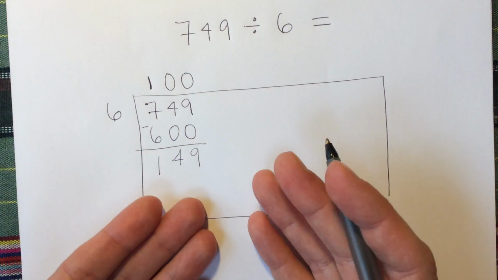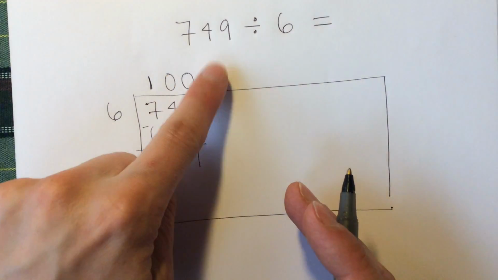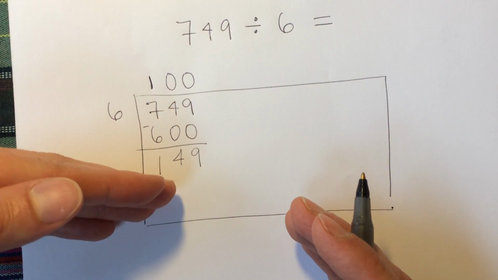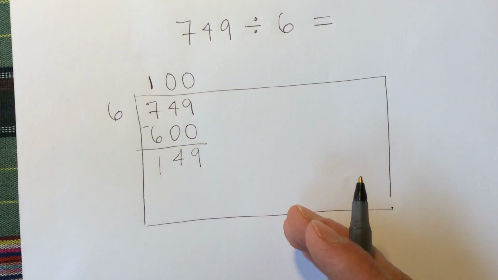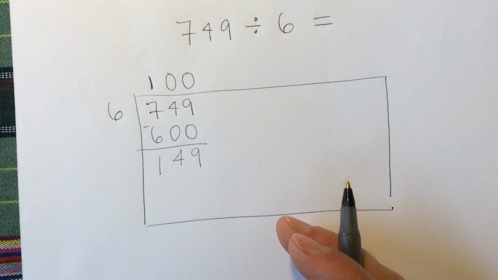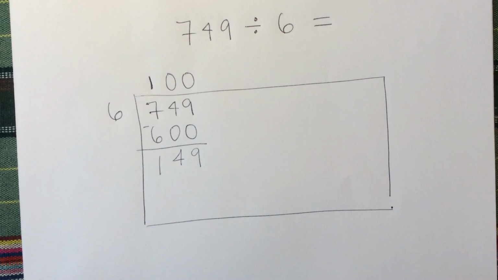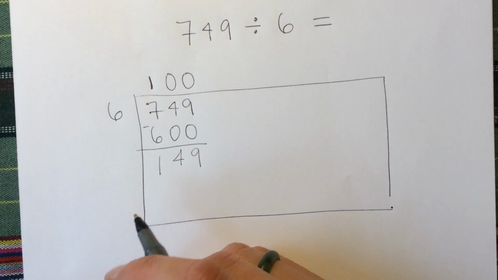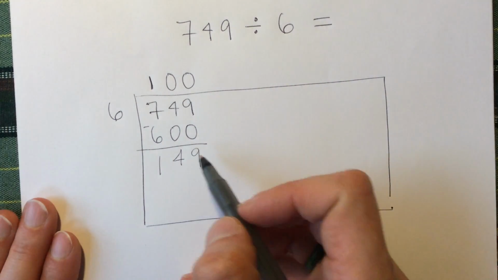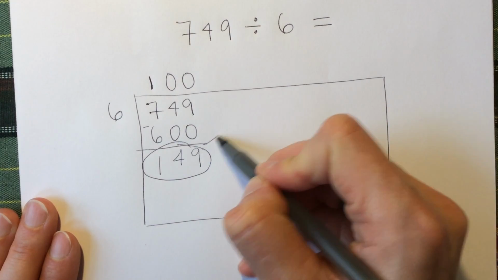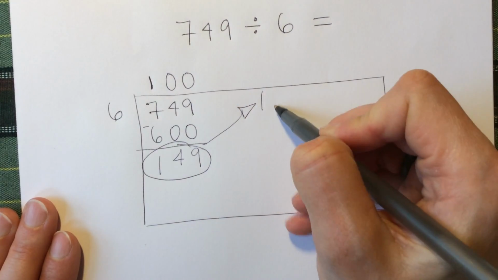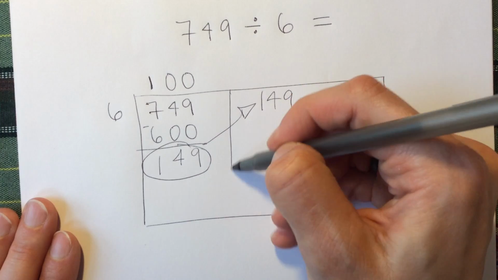I keep forgetting to say, I hope you paused the video and you did this by yourself. And then you came back and we can do it together. Okay, so you've got 149. And I like to circle it and bring it over here. And I copy it again.